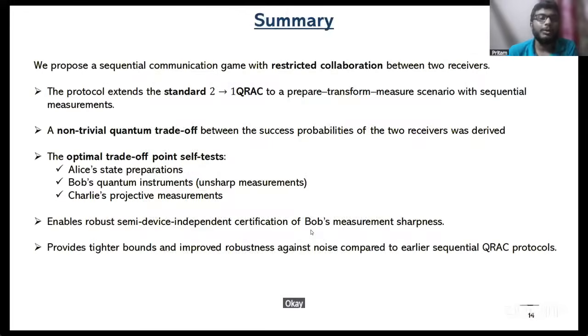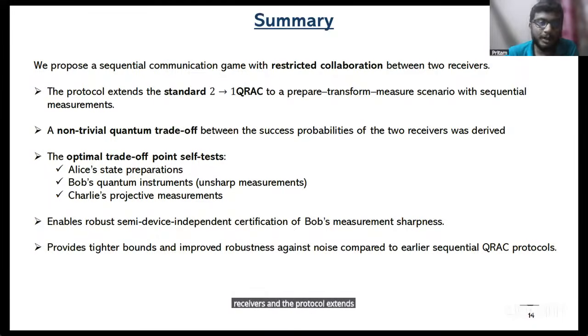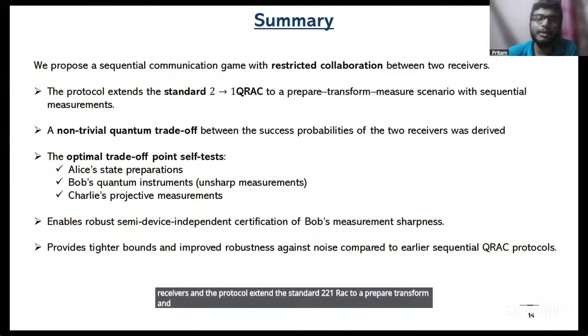Okay, so I would like to conclude this talk here. We propose a sequential communication game with restricted collaboration between two receivers, and the protocol extends the standard 2-to-1 RAC to a prepare, transform, and measure scenario with sequential measurement. We get a non-trivial quantum trade-off between the success probability of the two receivers was derived.